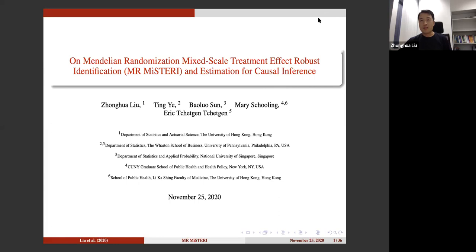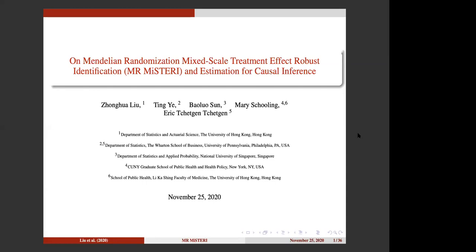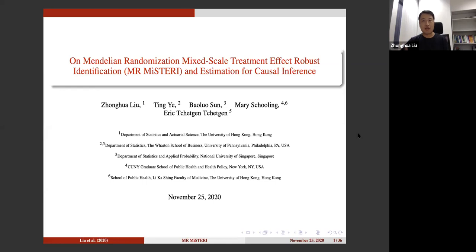Okay. So I want to thank George for the invitation and the kind introduction. To save time, I will just start. My talk today is on Mendelian randomization, mixed scale treatment effect, robust identification and estimation for causal inference. We call it MR MYSTERY for short. I know the title is a bit long. This work involves several people: me, Ting from UPenn, Bolo from Singapore, Mary from Hong Kong and New York, and Eric from UPenn, US.